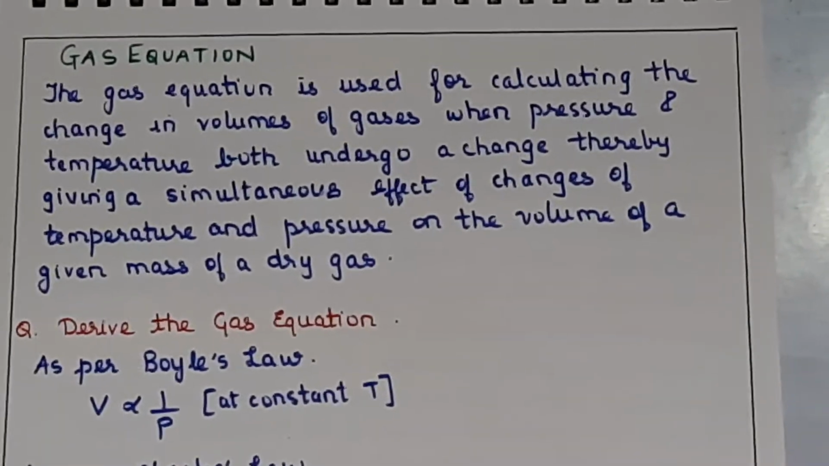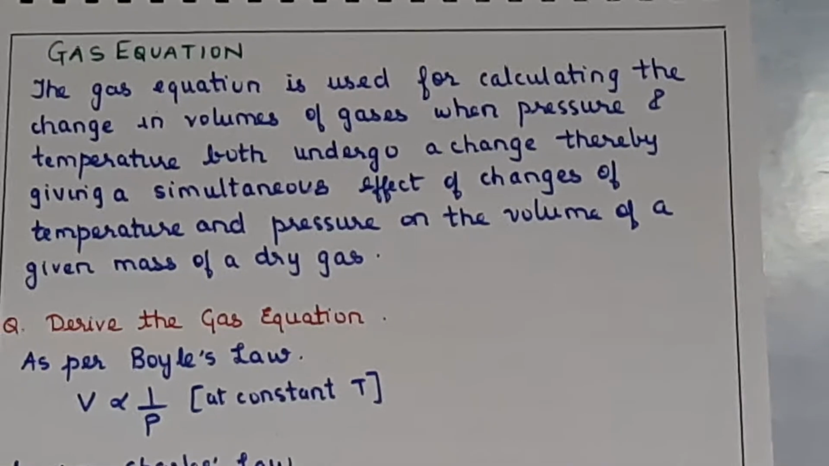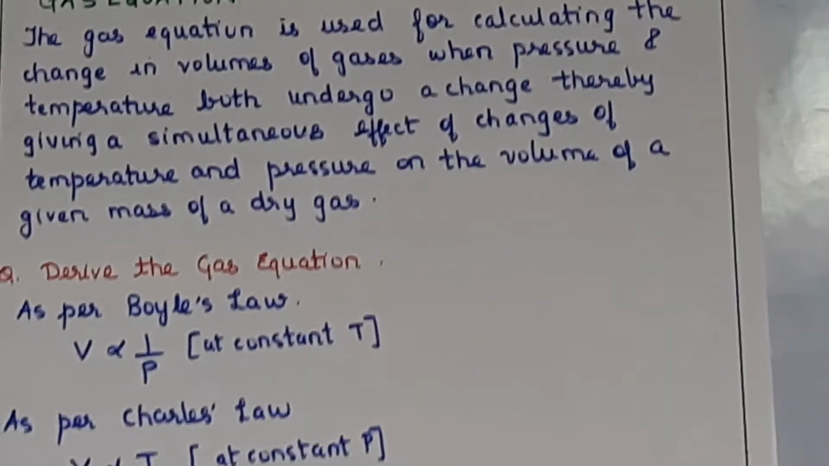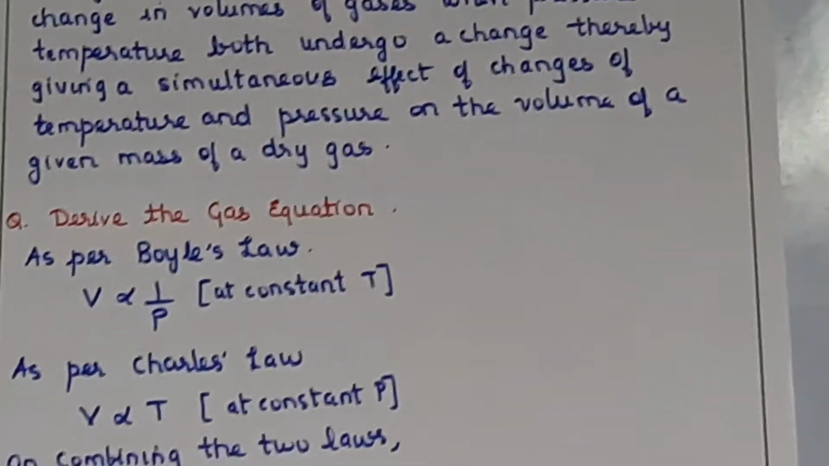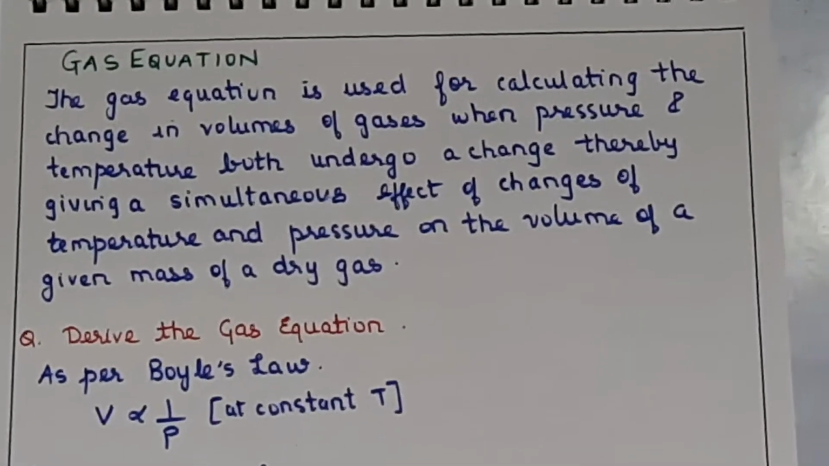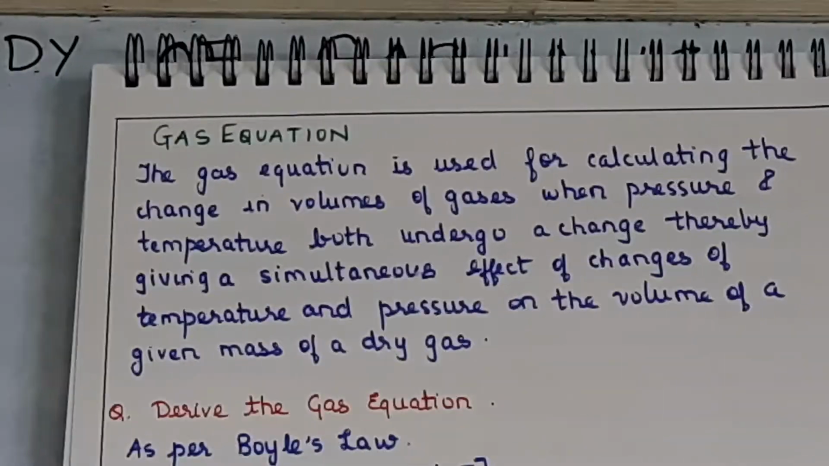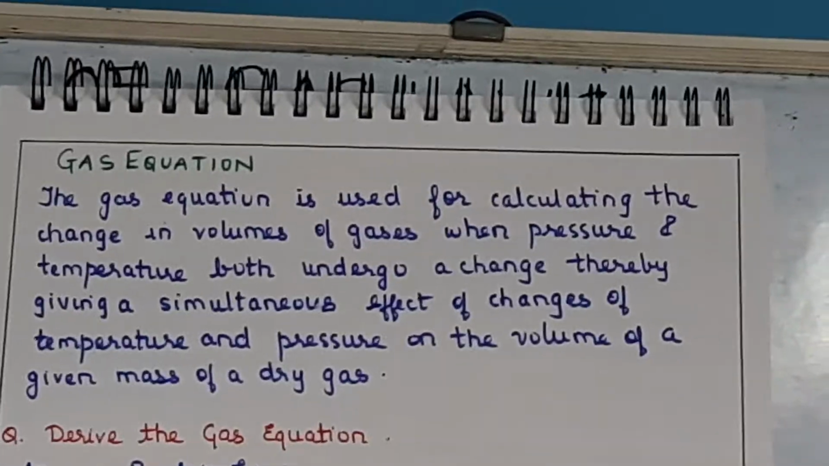Now the gas equation is a combination of both Boyle's law and Charles' law. As per Boyle's law, what was the statement of Boyle's law? At constant temperature, the volume occupied by a fixed mass of a gas is inversely proportional to pressure. And what was our statement of Charles' law? At constant pressure, the volume occupied by a fixed mass of a gas is directly proportional to absolute temperature.